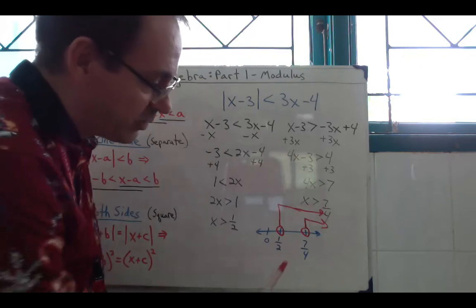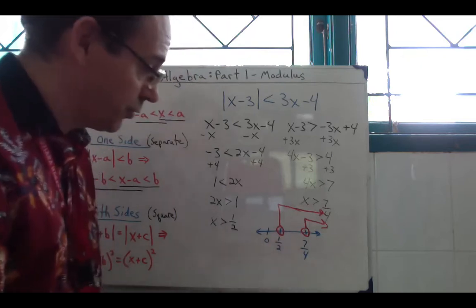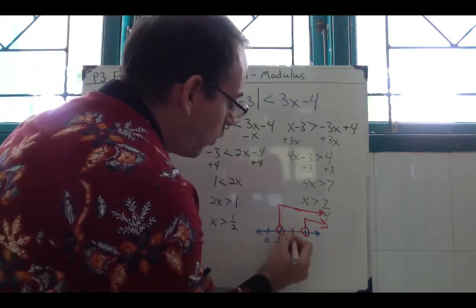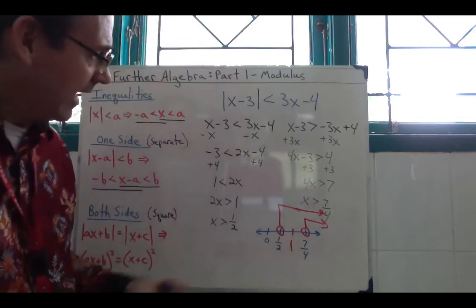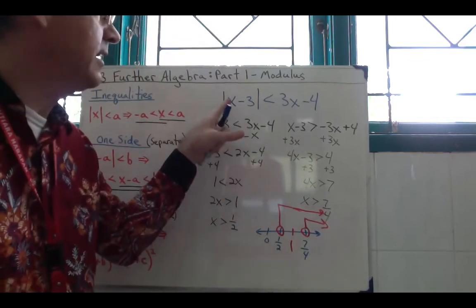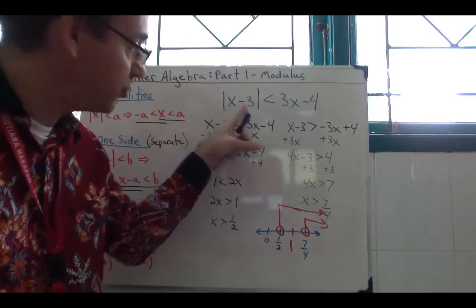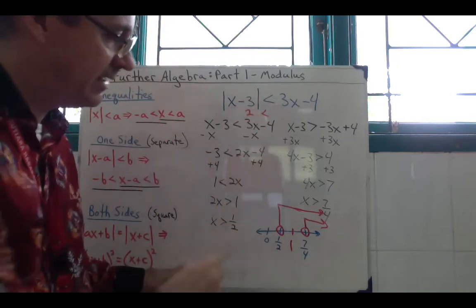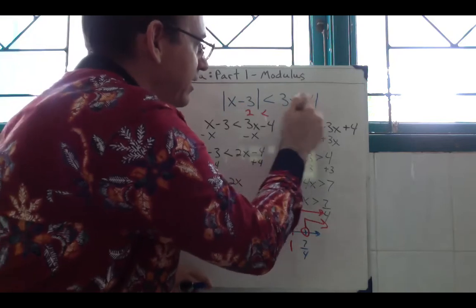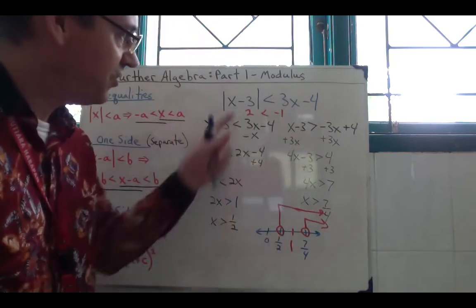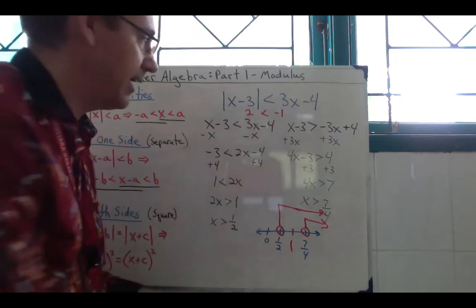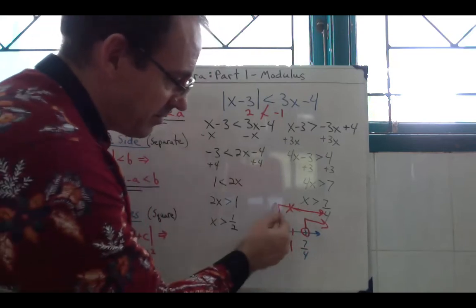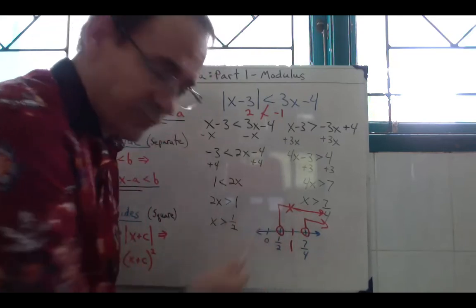The test point that you're going to want to pick is in between the two. So if this is 2/4 and this is 7/4, why don't we just pick 1, which is 4/4? If we pick 1 and plug it back in, we get 1 minus 3 is -2. But the absolute value of -2 is +2. Is that less than? We put 1 in over here. 3 minus 4 is -1. Is 2 less than -1? No.